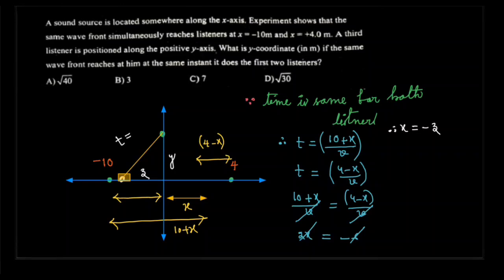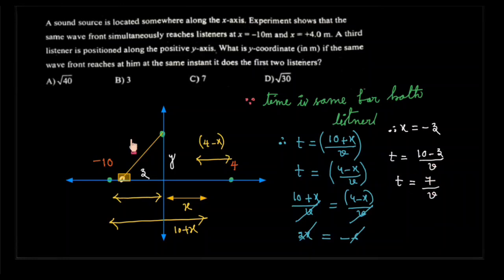If you substitute this x value here, you could get this, right? So let me substitute this x value. This is -3. I'm substituting here in order to find this time. So first let's find the time. This time can be written as t is equal to 10 minus 3 by v, right? Therefore t is equal to 7 by v. You need to find out the time.